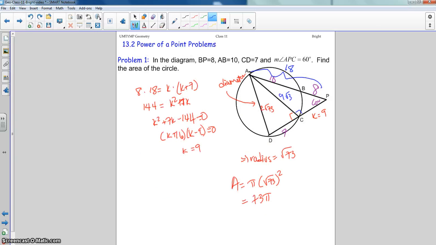This previous one, we used it again at the beginning to get this value of 9, and then there was a little bit of a stretch here where we actually had to do some outside thinking, and the diagram wasn't set up super well, but we were still able to utilize the power of a point theorem in order to get our answer.